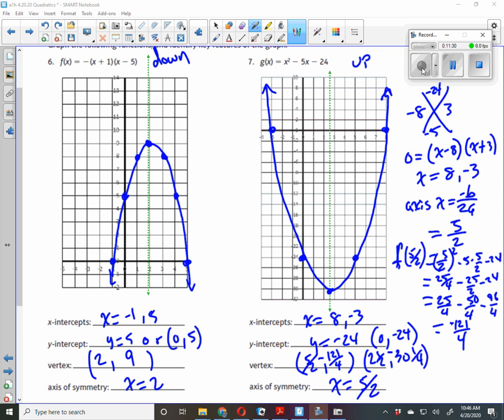All right, so hopefully this makes some sense. I started out by factoring and finding the x-intercepts. Then I found the axis of symmetry, right? When I knew the axis of symmetry, I could then find the vertex. The y-intercept was pretty easy, and you graph your function.